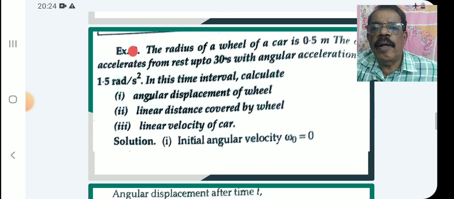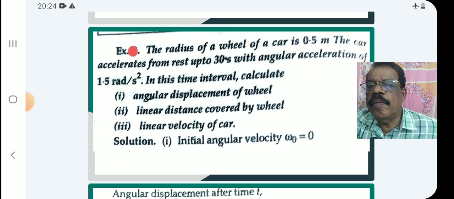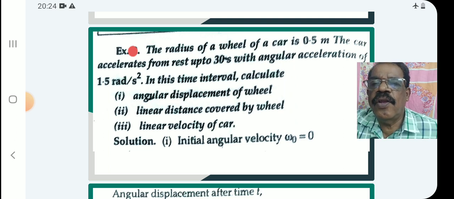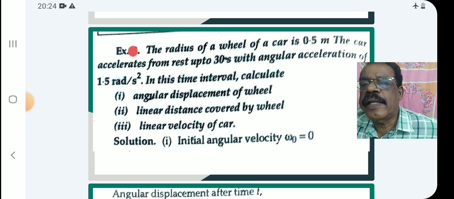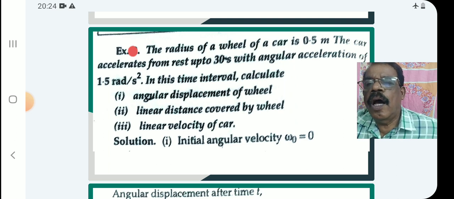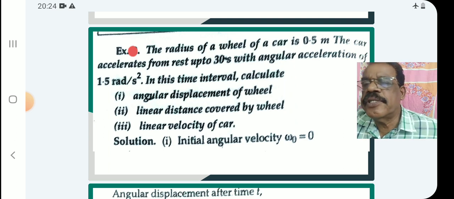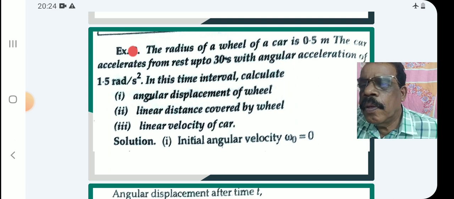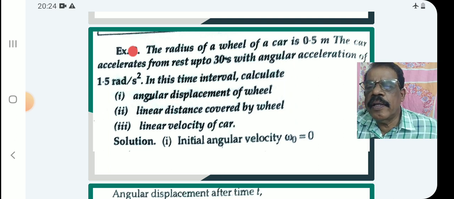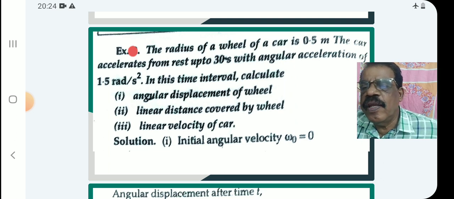Here there is a simple problem. You look here, what is the problem? The radius of a wheel of a car is 0.5 meter. The car accelerates from rest up to 30 seconds with angular acceleration of 1.5 radians per second square. In this time interval, calculate angular displacement of wheel, linear distance covered by wheel, linear velocity of car.